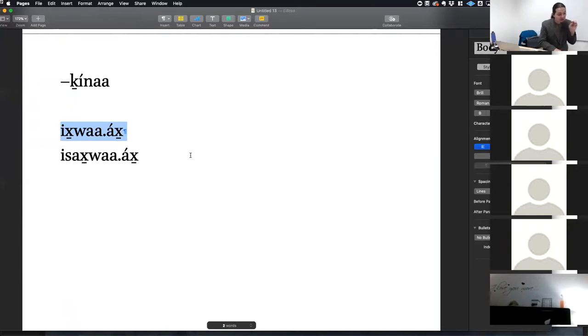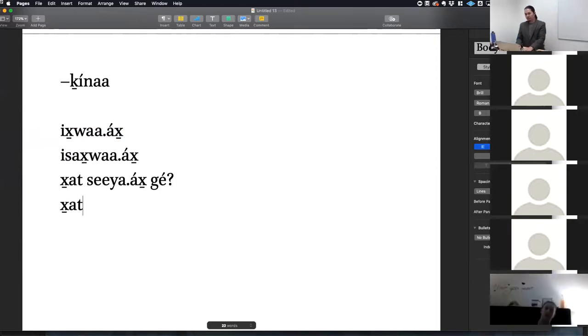But to say, I heard you talk, or I heard you singing, I would say, Issachwa'ach. But this sa pops up in there, which means voice. I heard your voice. And so this is how, if you want to know if somebody hears you, Chatsiya'achke. Did you hear me? So now we turned it into a yes or no question. Chatsiya'achke. Is it the same sa that appears in sa'i? Yes.